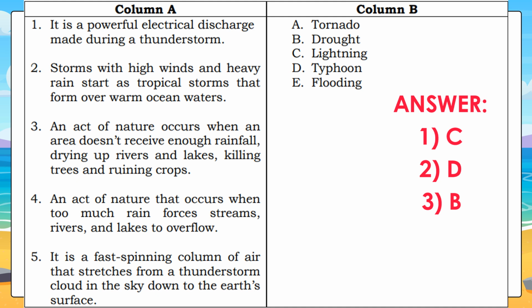Number 4, an act of nature that occurs when too much rain forces streams, rivers, and lakes to overflow. The answer is letter E, flooding. Number 5, it is a fast spinning column of air that stretches from a thunderstorm cloud in the sky down to the earth's surface. The answer is letter A, tornado.